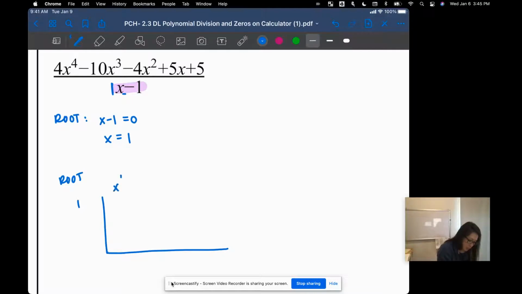So first, I'm going to start with the coefficient for x to the fourth, which is 4. Then x to the third, the coefficient is negative 10. And I leave a little space in between. The coefficient of x squared is negative 4. The coefficient of x is 5. And the constant is also 5.